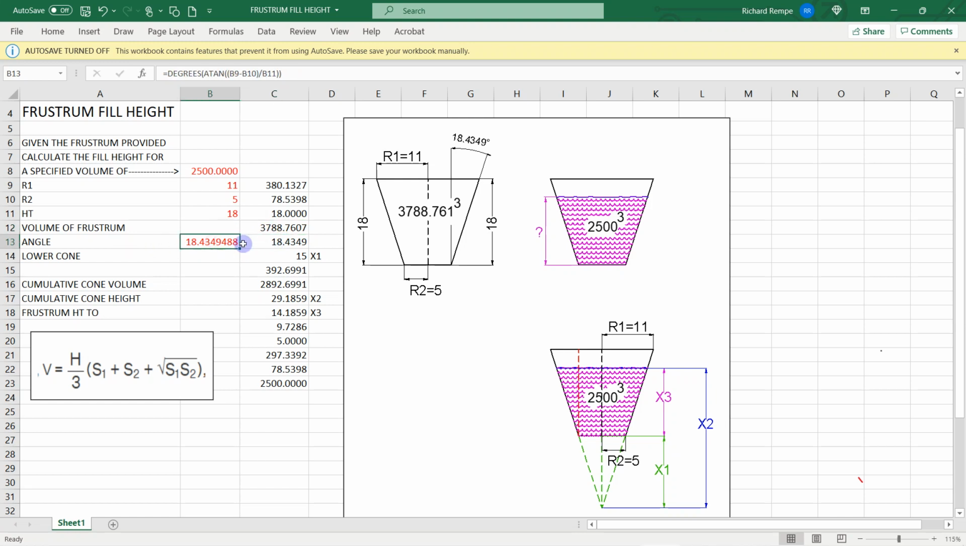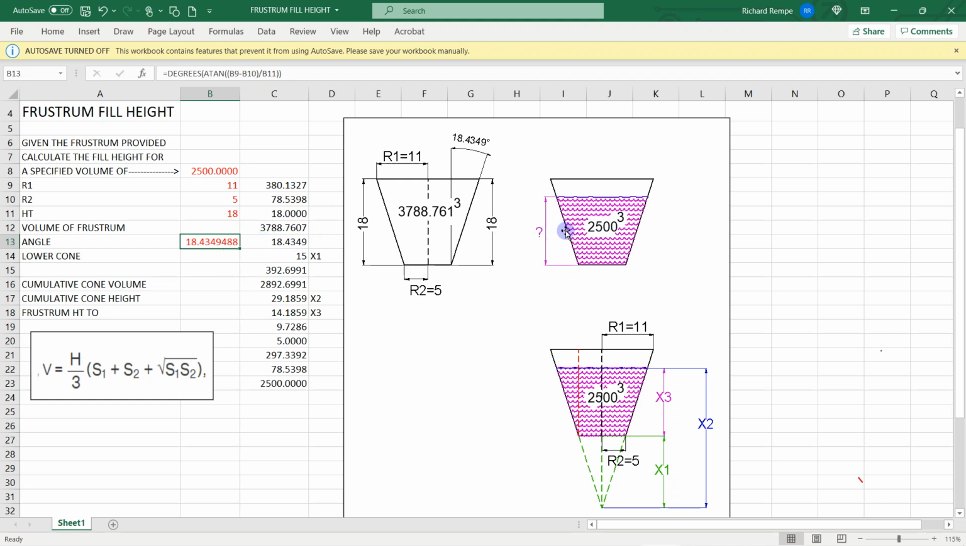You can calculate the angle, pretty straightforward. Here 11 minus 5 would be 6, and then the height is 18, so it's the arctangent of 6 divided by 18, in degrees. So that's how you get the angle, and you're going to need that.